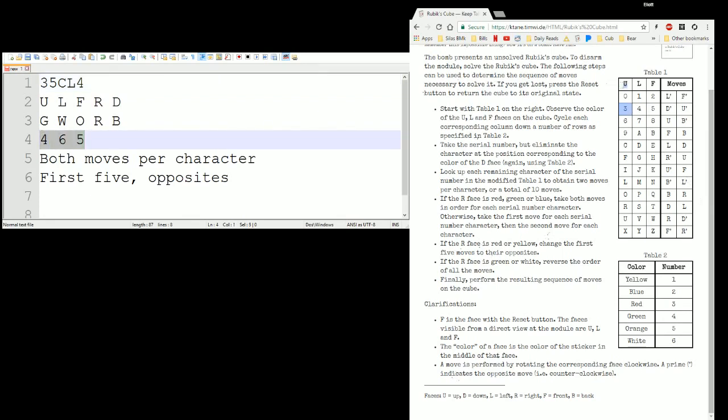3 is in the U column. The U column was supposed to be cycled down 4 rows. So instead of looking at this row for my moves, I'm going to cycle down 1, 2, 3, 4 and grab these moves instead. So my moves for the 3 in this particular case are R prime U. R prime U. That's skipping down 4 rows because this is in the first column, the U column, and the U column was a 4.